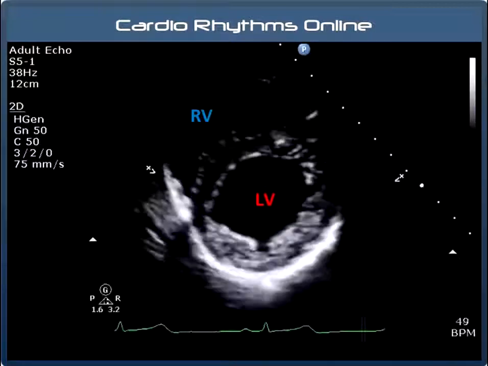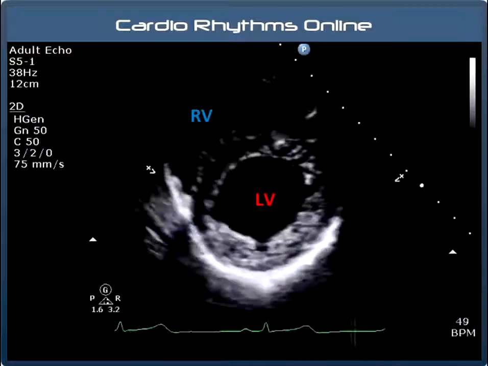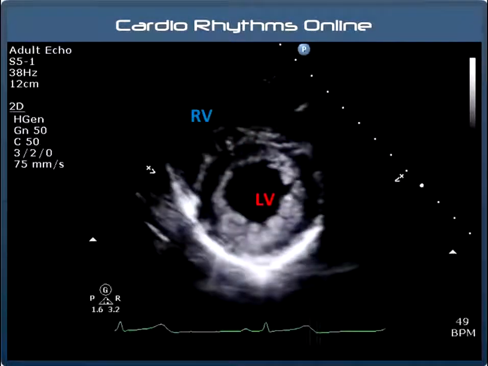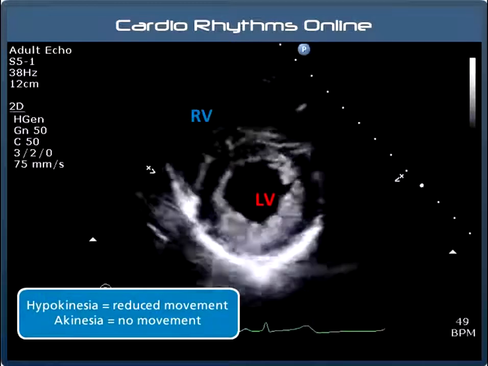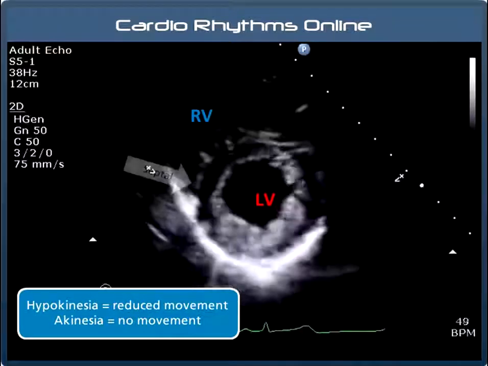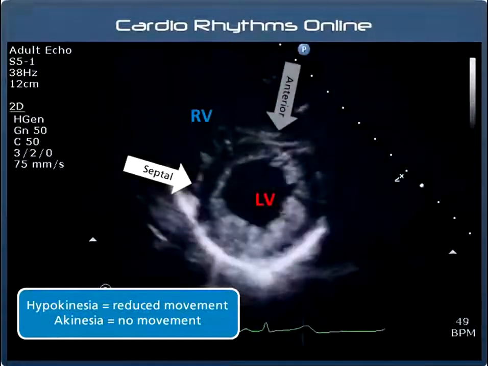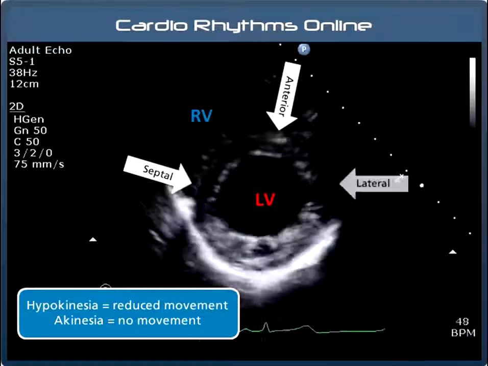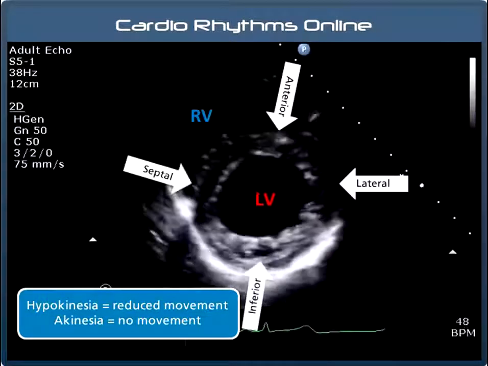For example, after a heart attack, a patient may have regions of hypokinesia or akinesia. We have many segments of the left ventricle that we check during a scan, but as a rough guide, this is the septal region, the anterior region, and here we have the lateral and inferior regions.